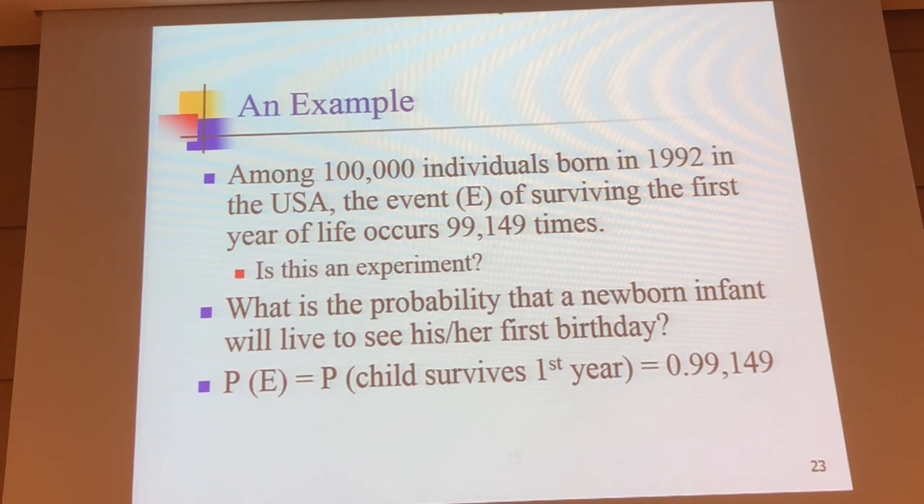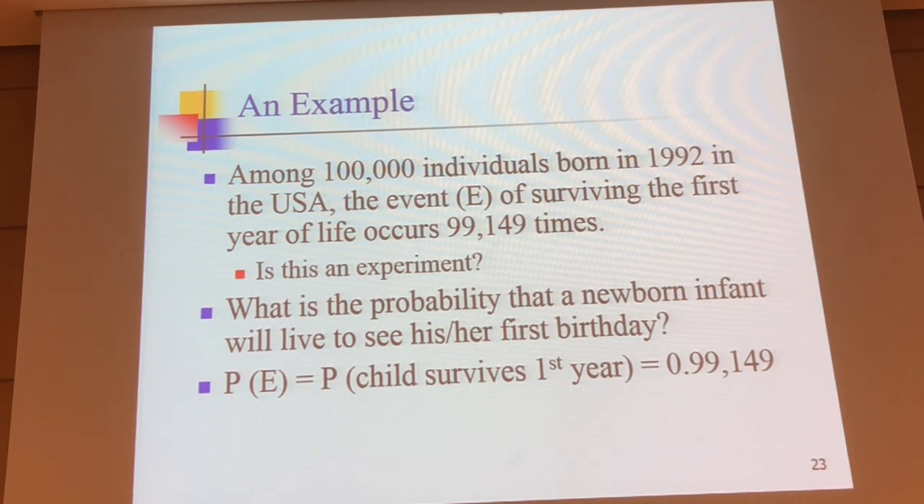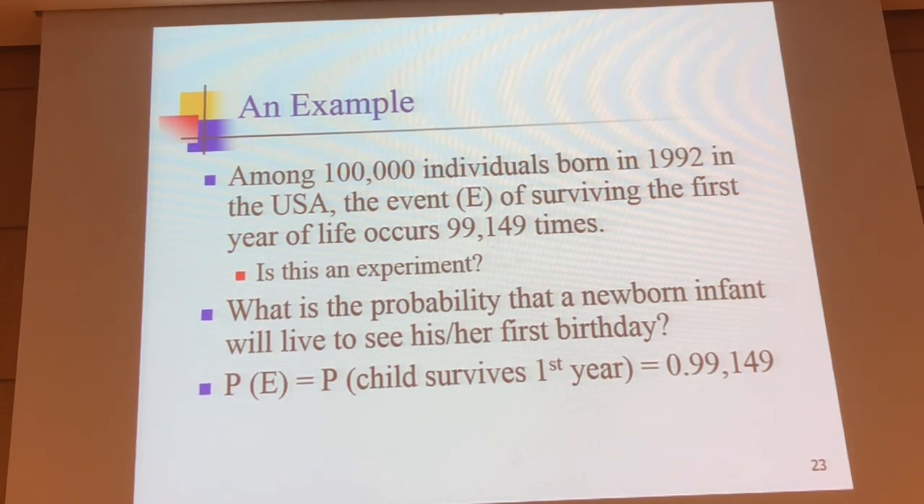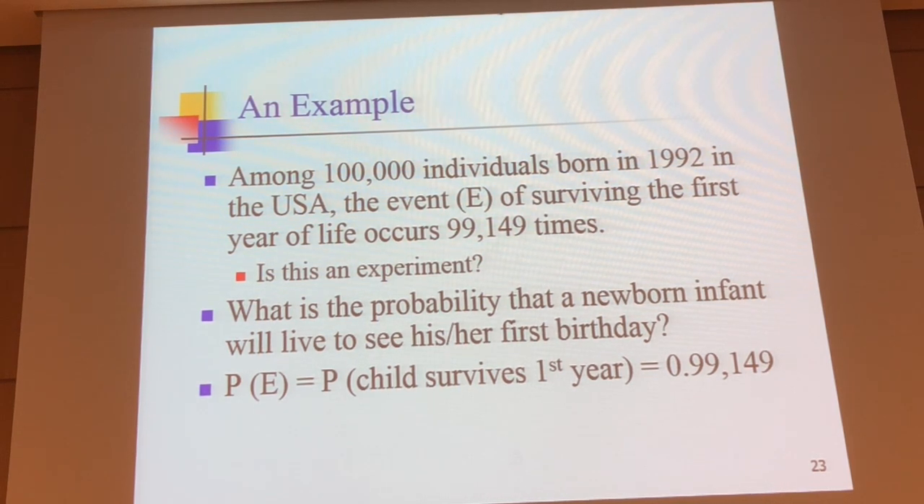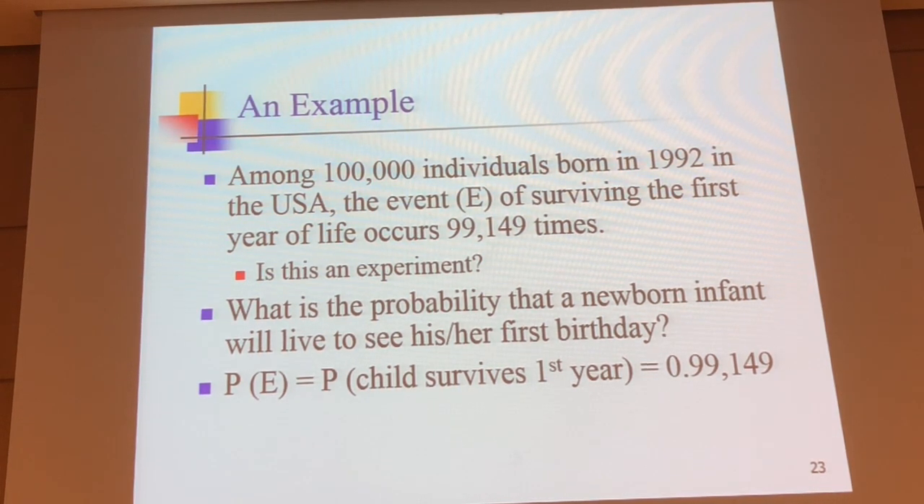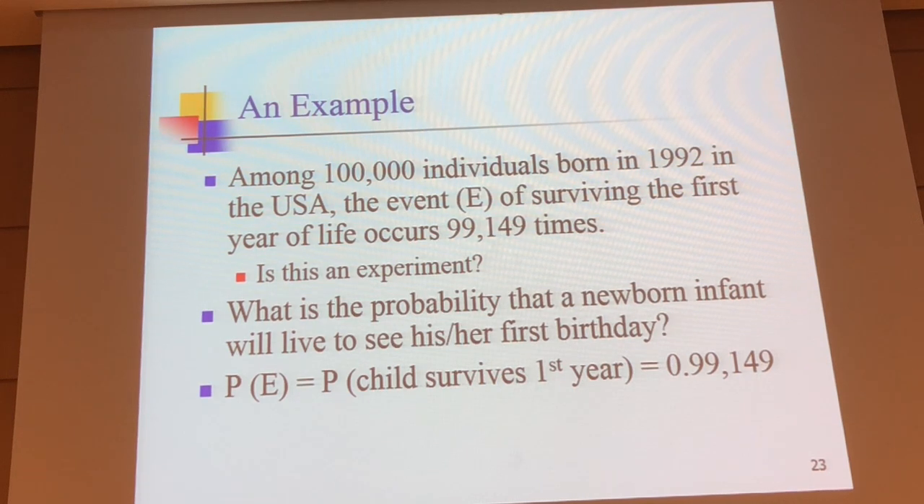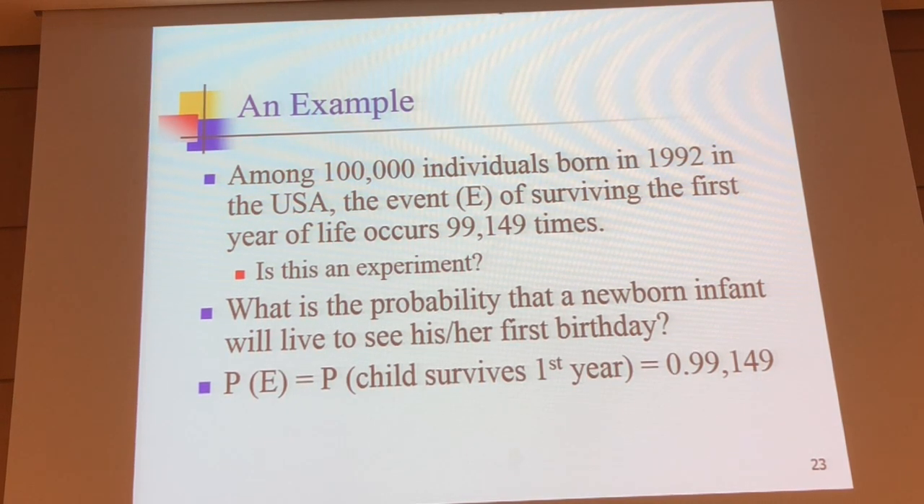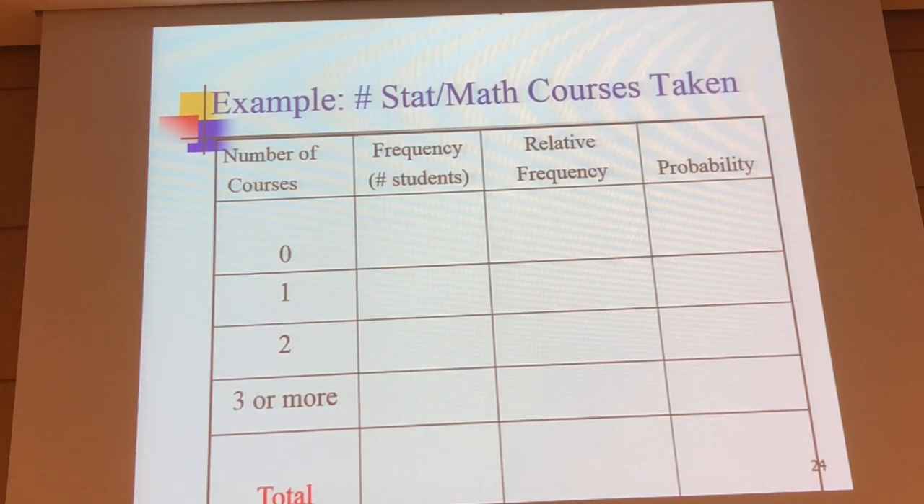He gives you the probability of a child surviving in the first year. He tells you, we have 100,000 and 99,149 times they survived. So what's the chance of them not surviving? 1 minus that, and it'll be a value. You have a calculator, just do it during the exam.